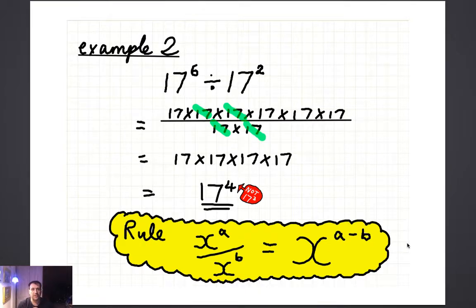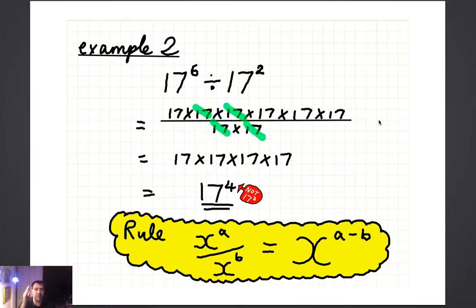Here's another example giving us another rule. So this time 17 to the power of 6 divided by 17 to the power of 2, or 17 squared. So I've written that out as a big fraction with 17 times 17 times 17 times 17 times 17 times 17 on the top for 17 to the power of 6, and 17 times 17 on the bottom for 17 to the power of 2. So a fraction is like a division. The line in a fraction means divide. So that's just another way of representing the same thing.